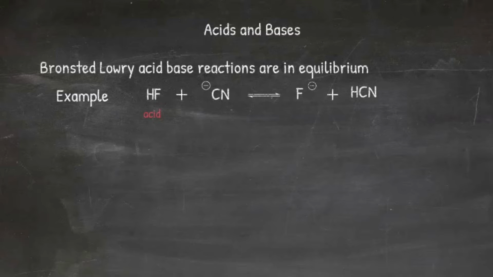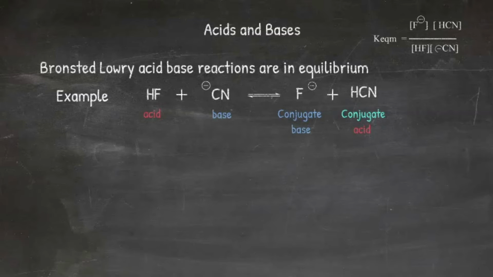The equilibrium expression K equilibrium is shown on the right, where K equilibrium is equal to the concentration of fluoride times the concentration of the cyanic acid, divided by the concentration of hydrofluoric acid, HF, times the concentration of the cyanide ion, CN-.